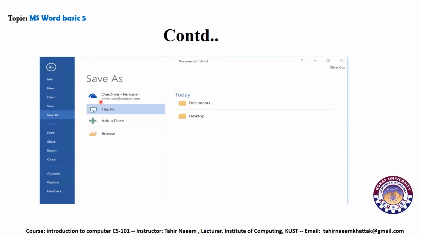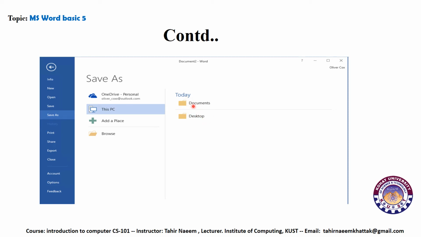So here is the command. If we click on Save, then automatically Save As will open, or if we click on Save As, then the same will open up. As we have discussed, this is OneDrive, if you want to store the file online, or This PC if you want to store it on our local PC. And Add a Place, where we want to browse and store it in some already present location. And here is where we are currently saving our document.